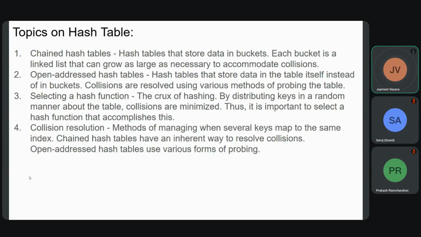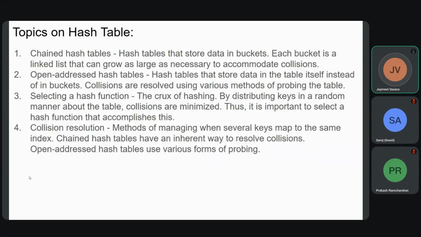There are some topics before discussing hash tables that we will briefly go over. One is chained hash tables: hash tables that store data in buckets. Each bucket is a linked list that can grow as large as necessary to accommodate the collisions. Then open addressed hash tables store data in the table itself instead of in buckets. Collisions are resolved using various methods of probing the table.